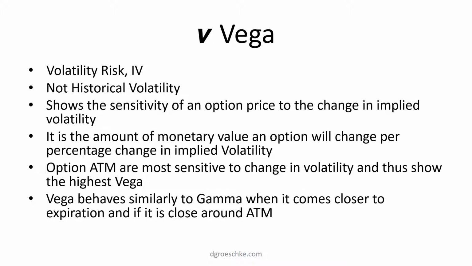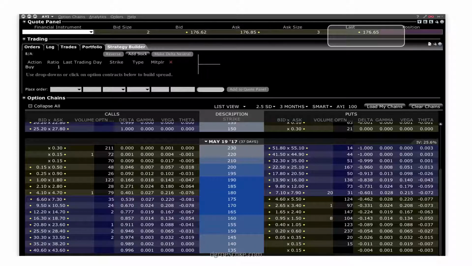And if you were to plot Vega, Vega behaves similarly to gamma when it comes closer to expiration and if it is close around at the money. Take a look at the Vega and gamma columns of IE options expiring both in 37 and 9 days to confirm what you've just learned.